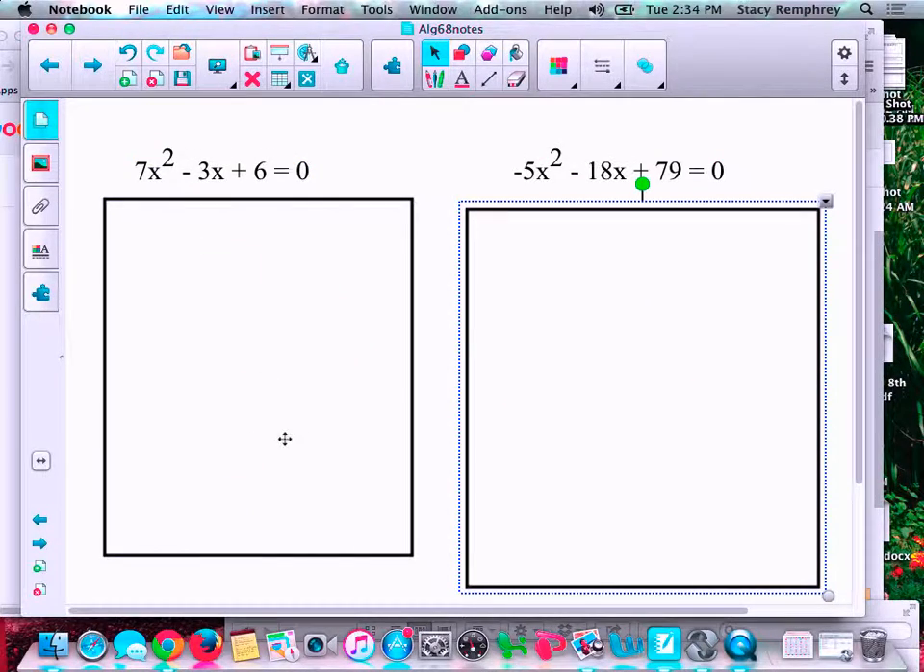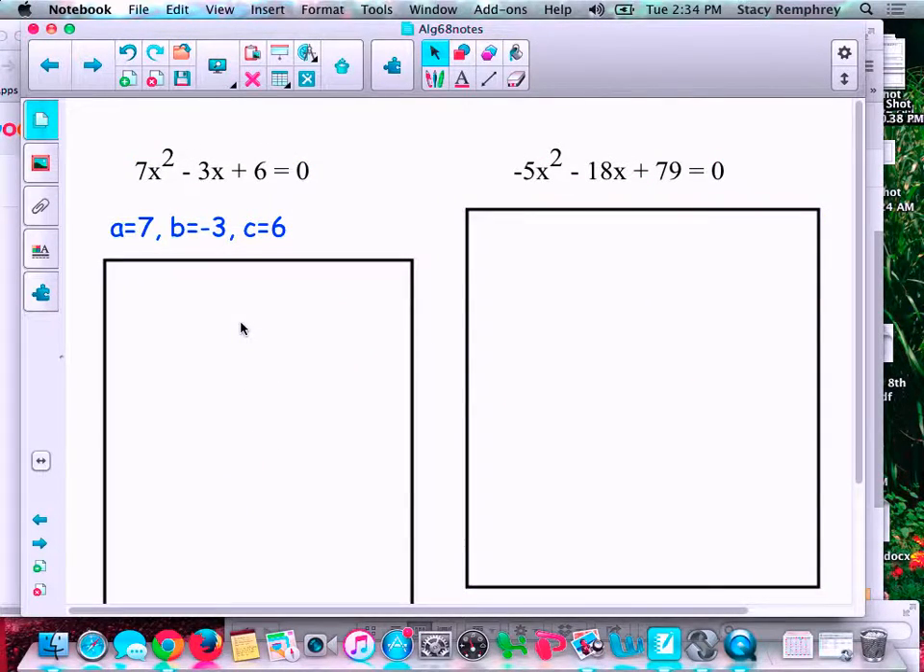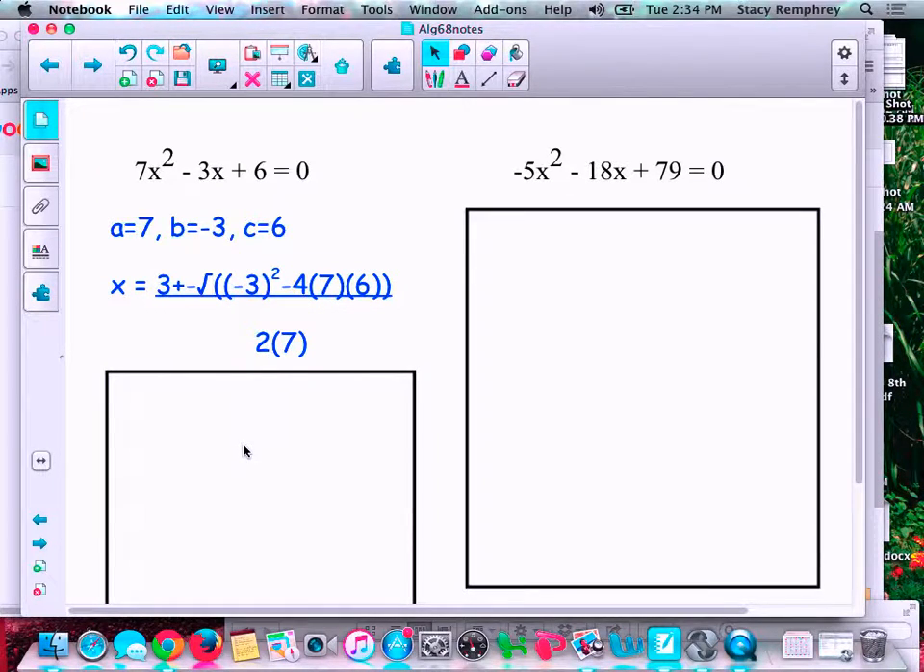The next one, again, I identified the a, the b, and the c. Plug them into the formula.